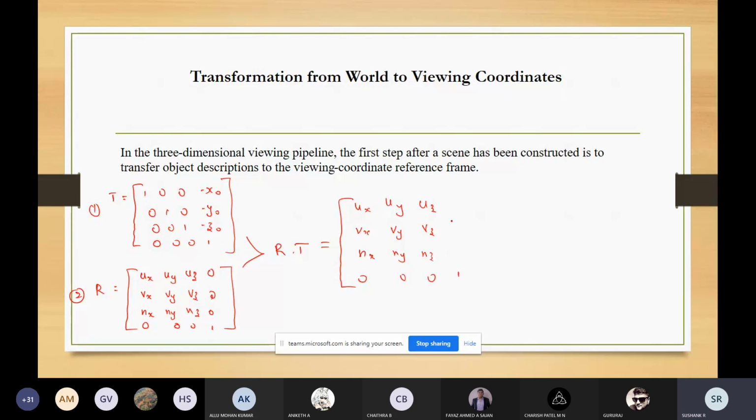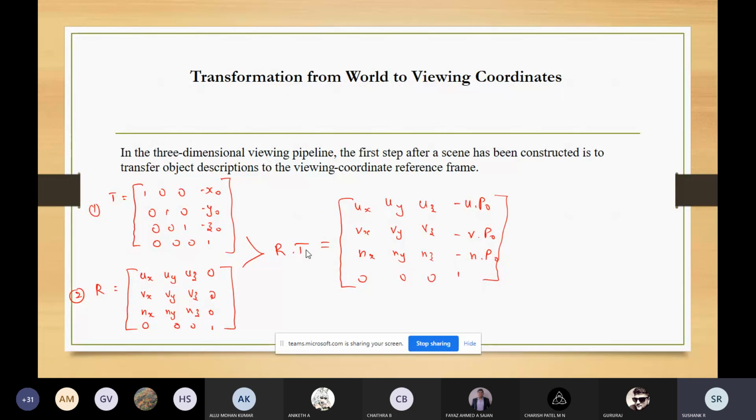But this x naught, y naught, and z naught can be represented in terms of unit vectors. Minus x naught will be represented as u into p naught. y naught will be represented as v into p naught, and the last term z naught will be represented as n into p naught. So this will be our final matrix, which can be used for performing the coordinate transformations. This is the coordinate transformation matrix which is obtained.